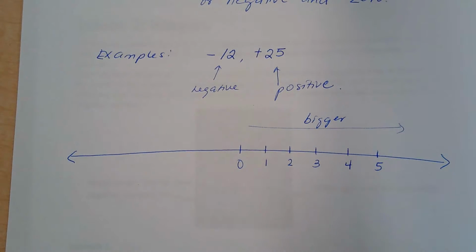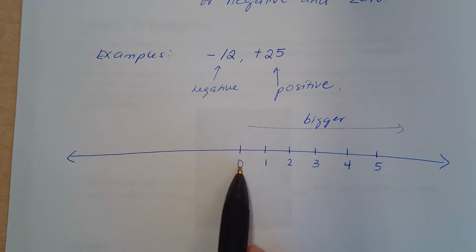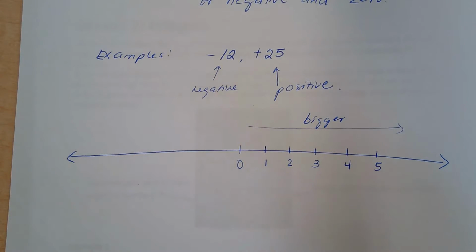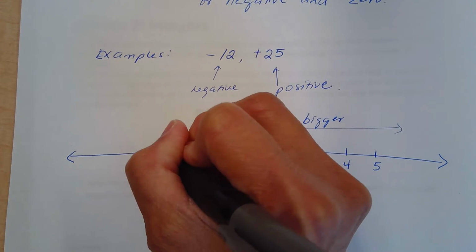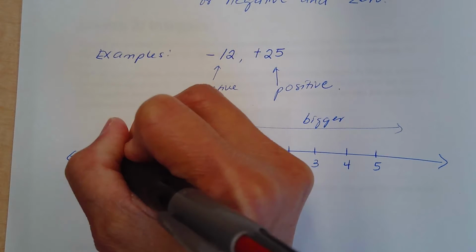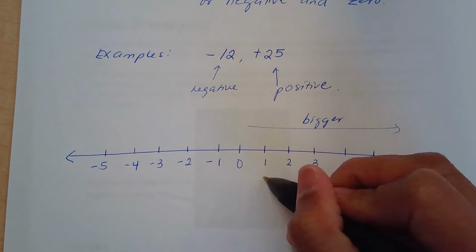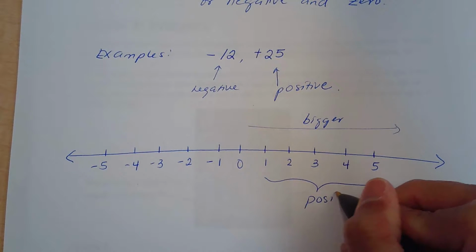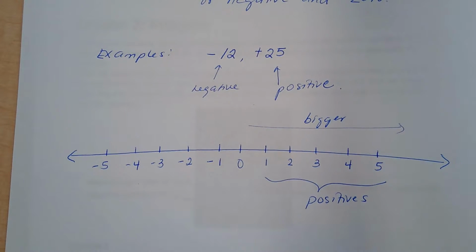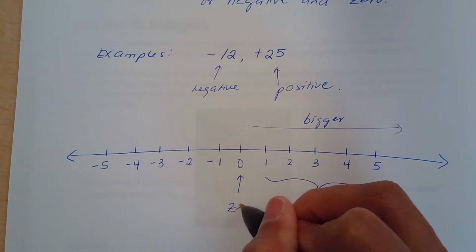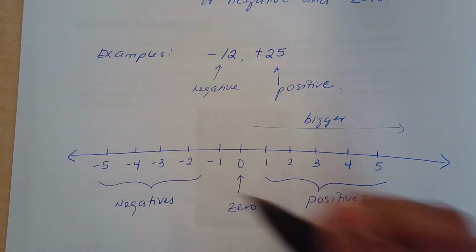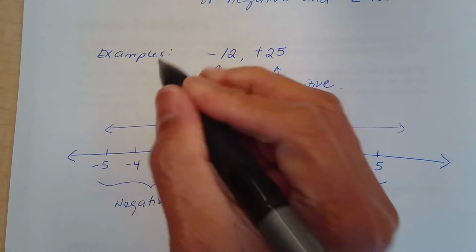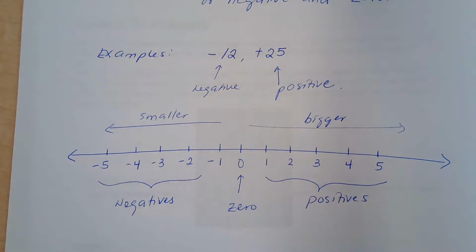It should get smaller. So, if this is the 0 and the positive integers, and to the left of it, that would be our negative integers. So this is going to be negative 1, negative 2, negative 3, negative 4, negative 5. So these are the positives. This is our 0, and these are the negatives. And if you go to the left, it gets smaller. Okay.